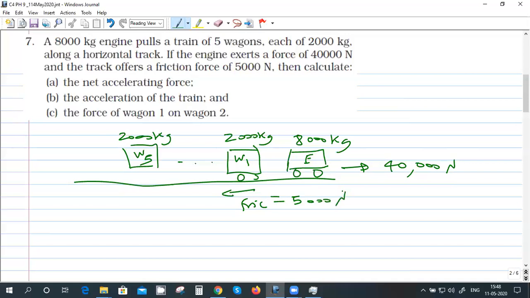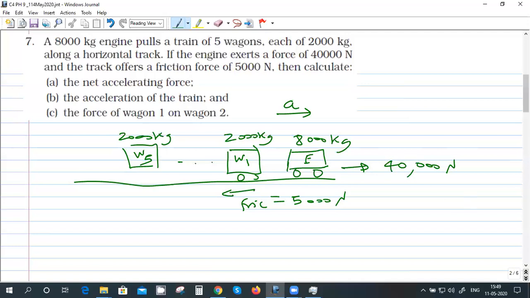So the direction of acceleration will be this way, because F equals m into a, so the net force will decide the direction of acceleration. The net force is towards the right, because the pulling force is 40,000 and the friction force is 5,000. So there is more force on the right side, and everything will move to the right. The direction of acceleration is towards the right. Now find a.